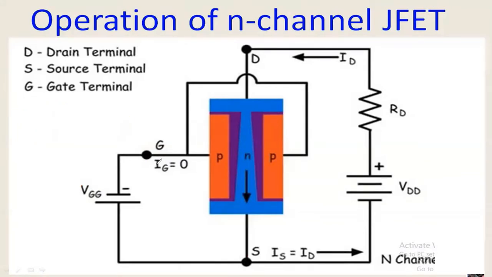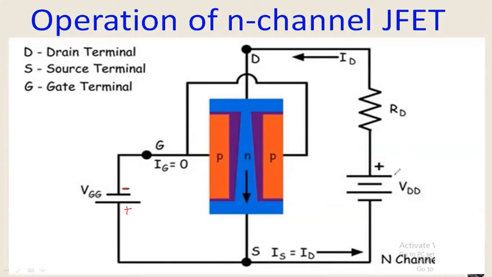Now, this gate is of P-type material. So here the negative terminal of the supply VGG is connected to the gate, and the positive terminal of this supply is connected to the source terminal, so that this gate source junction will be reverse biased.